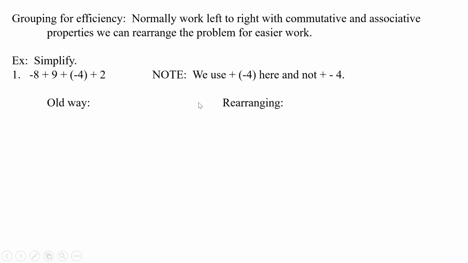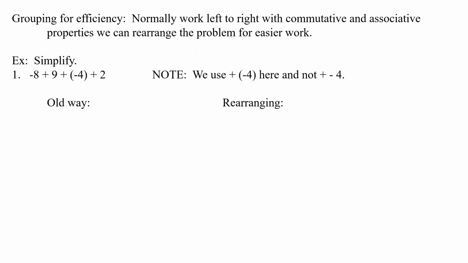Now, what we can do is group things for efficiency. We're going to see problems that have lots of things we have to add together, and if we group for efficiency, that's going to help us a lot. Normally we work from left to right, but with the commutative and associative properties we can rearrange the problem to make it easier.